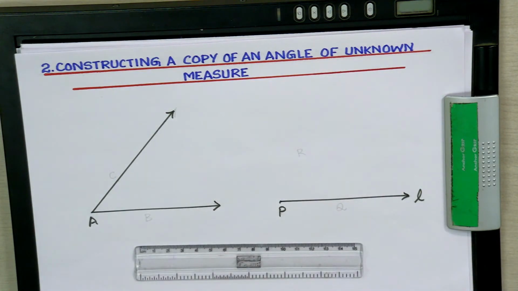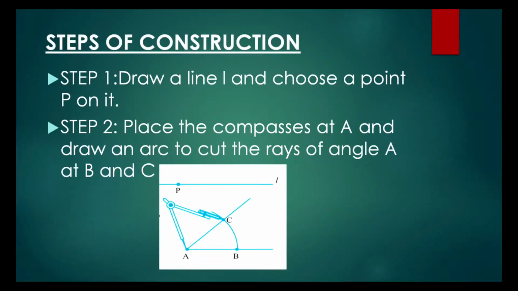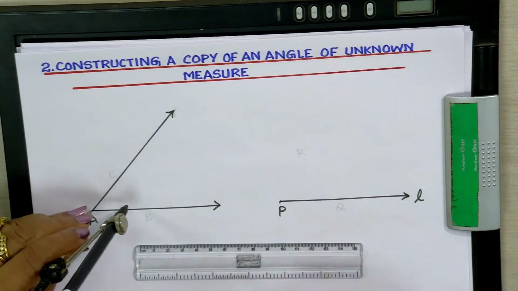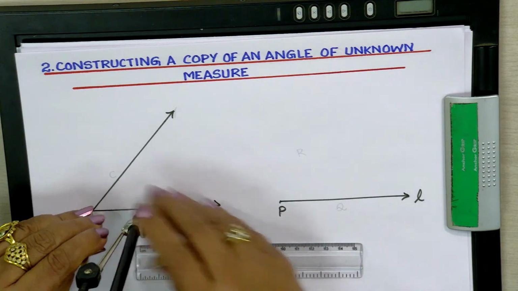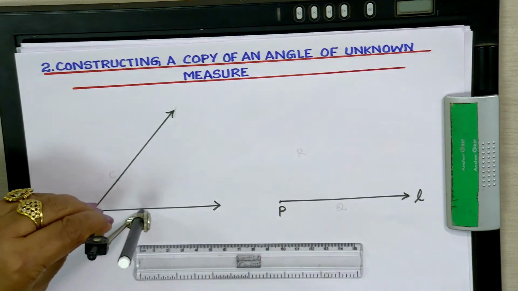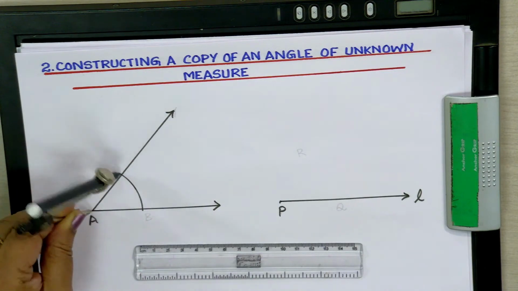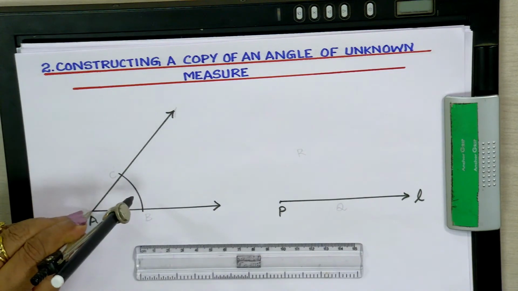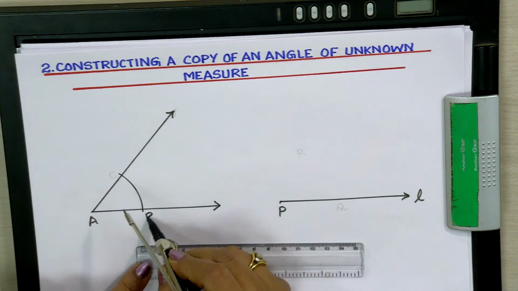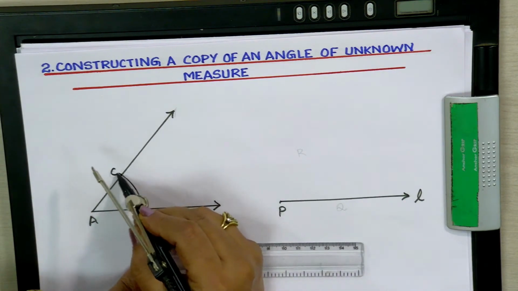Now see, our first step is going to be draw line L and choose a point P on it. Step 2 is place the compass at A and draw an arc to cut the rays of angle A at B and C. See children, we will place it on A and I will cut these two rays at points B and C in this manner. Yes, so I will name this point as B and this point as C.